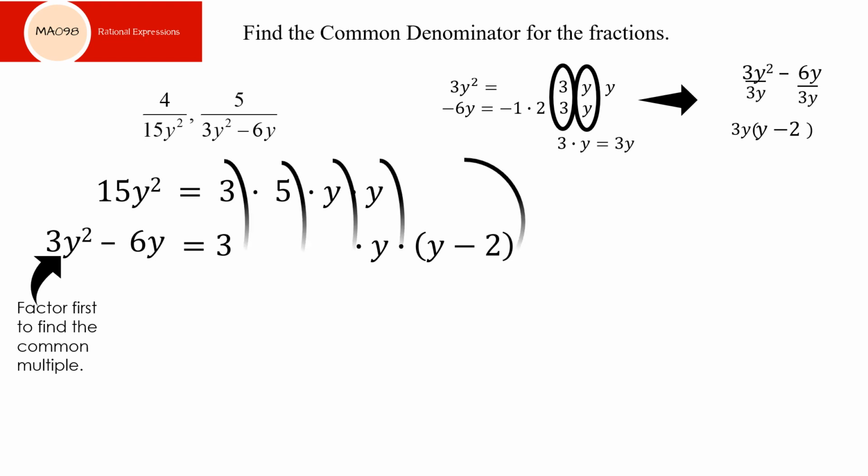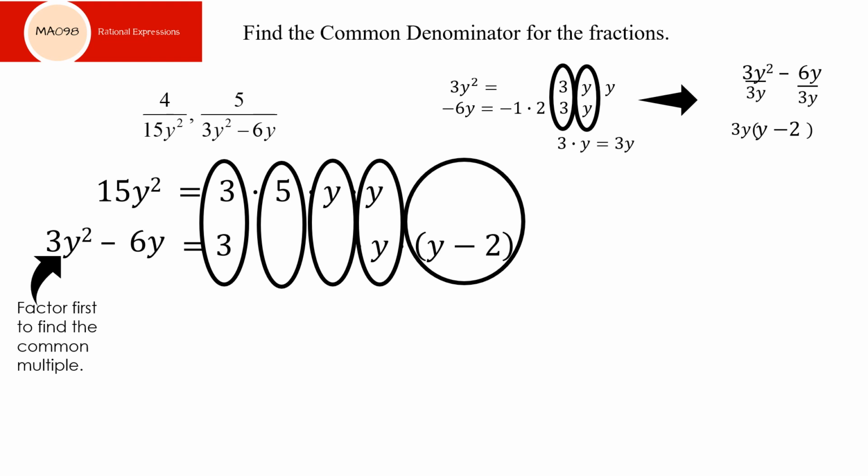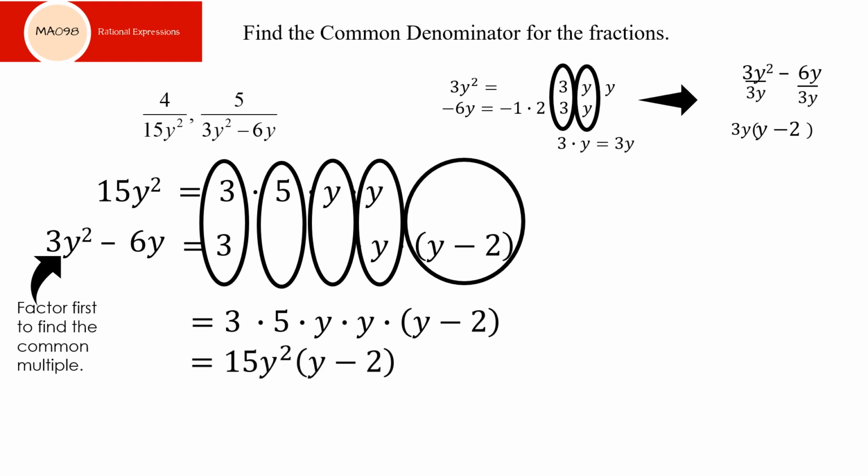We're going to circle all of the terms together, even the ones that only have 1. So we end up with 3 times 5 times y times y times y minus 2. That gives us 15y squared times y minus 2. And that is our common denominator. Let's look at another one.